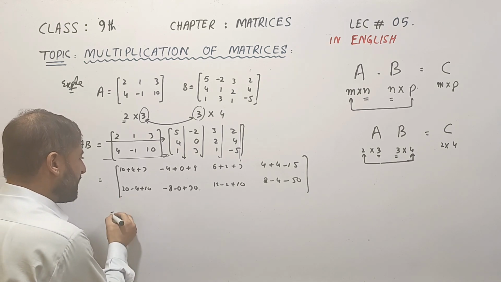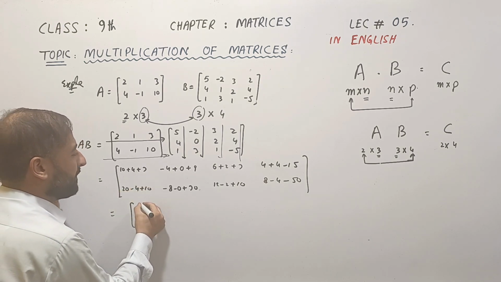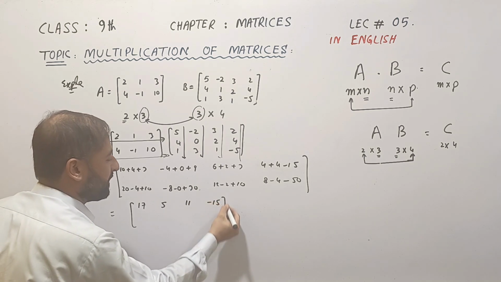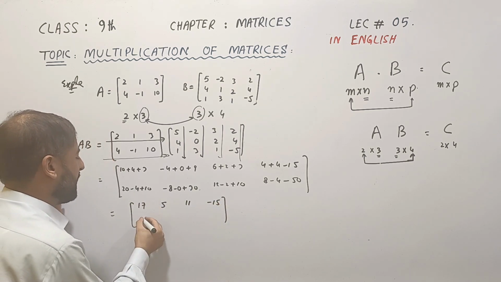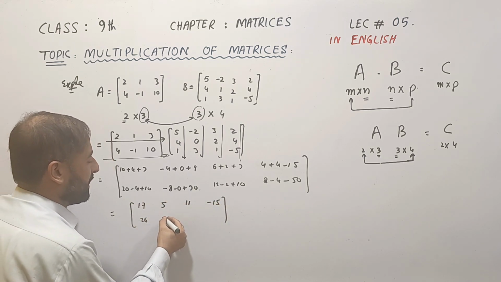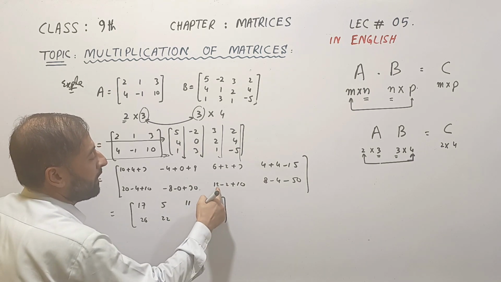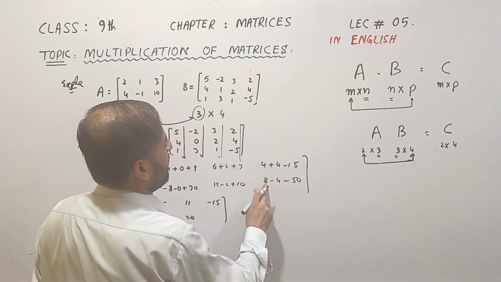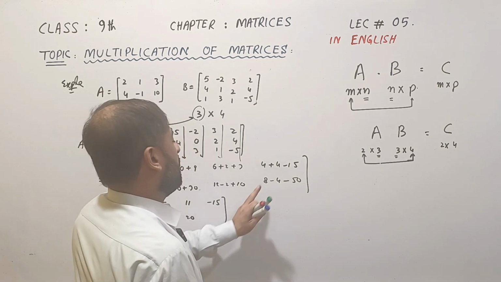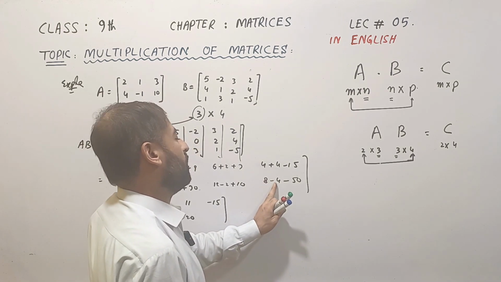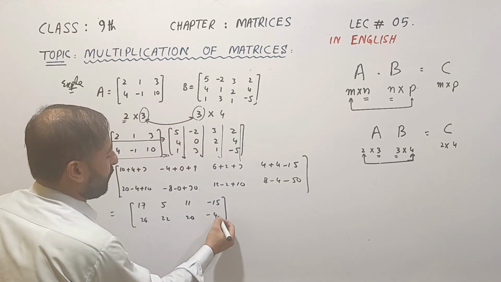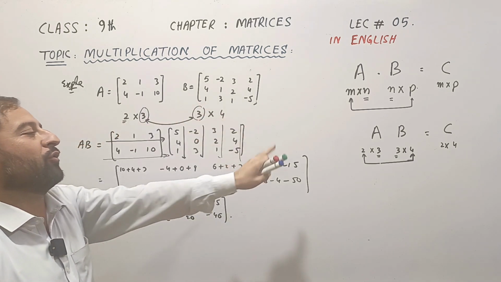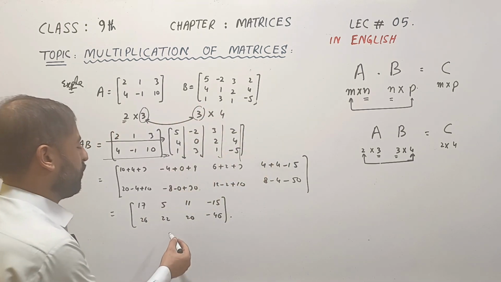You got the point. 17, 5, 11, minus 15. This, 30 minus 4, 26, 22, 20, and this is what? Minus 54. 4 minus 50, minus 46. So you see, it is a 2 by 3 matrix, it is a 3 by 4 matrix. The resultant matrix is 2 by 4.